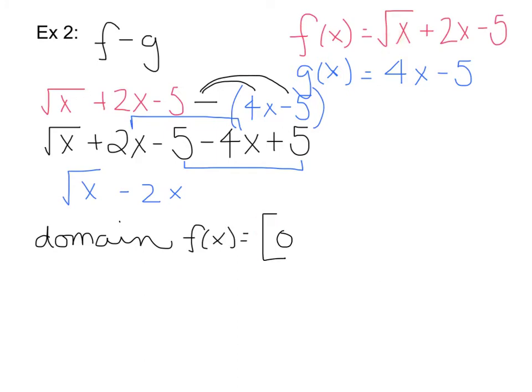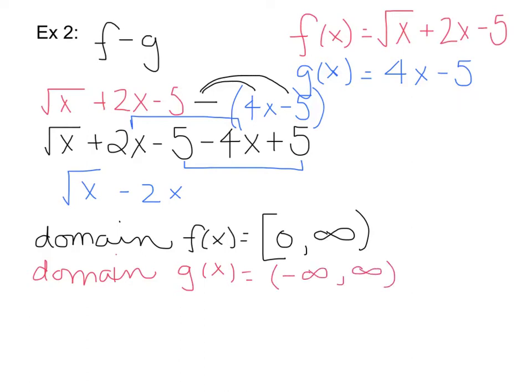So the domain is 0 to infinity. The domain for g of x is much simpler. 4x minus 5 is a line, so the domain is negative infinity to positive infinity.